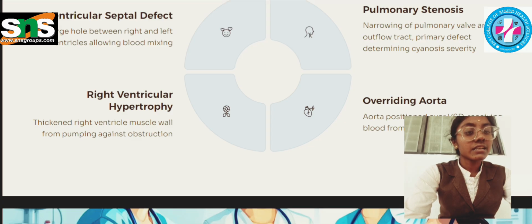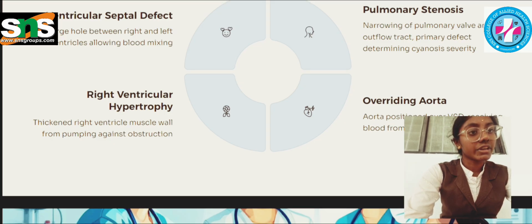Stenosis here means narrowing. The pulmonary artery will be narrowed: narrowing of the pulmonary valve and outflow tract, which affects the chambers of the heart. This primary defect determines the severity of cyanosis.